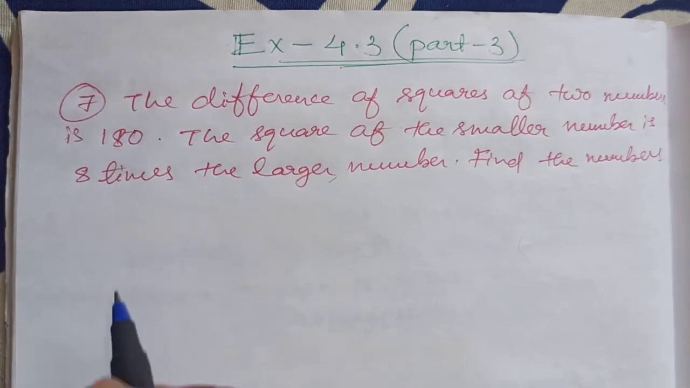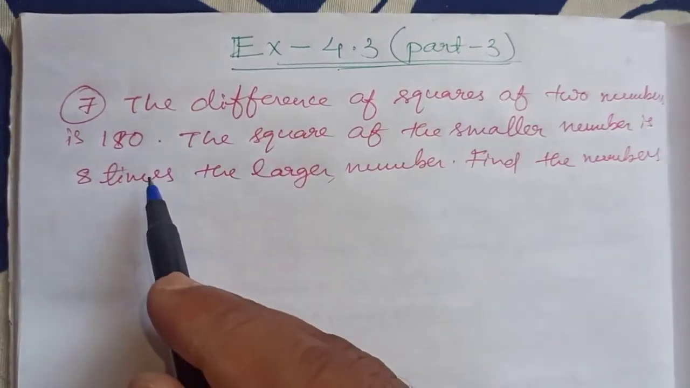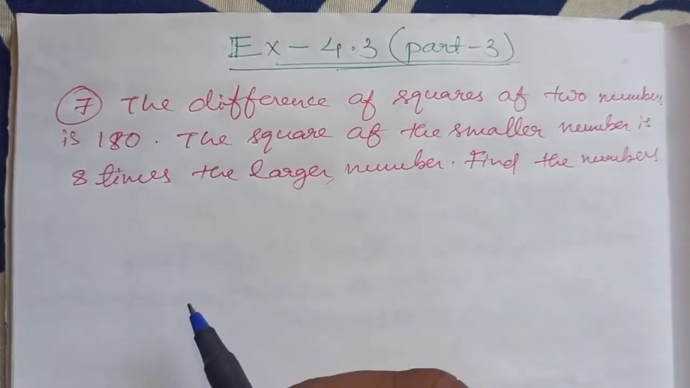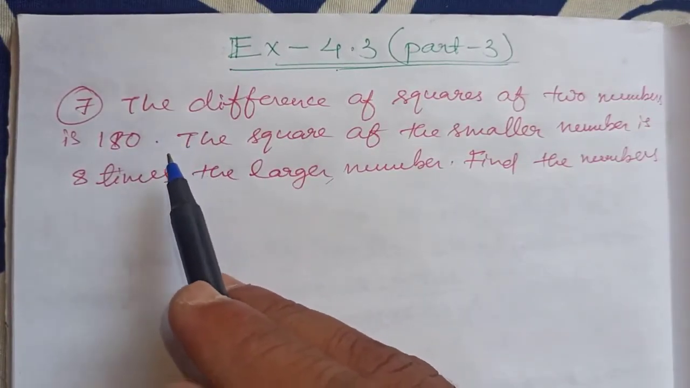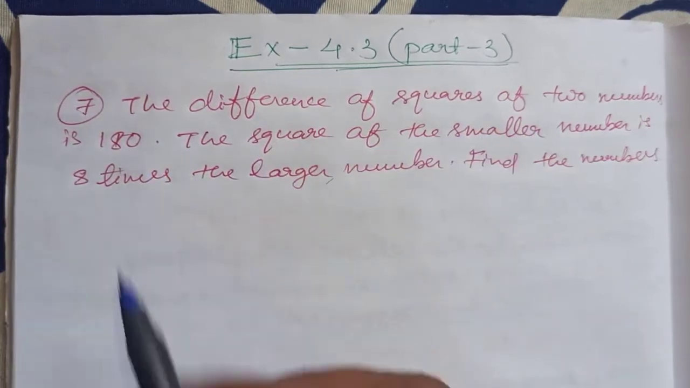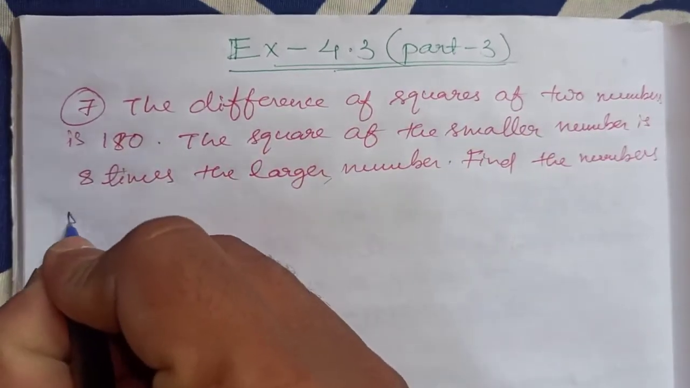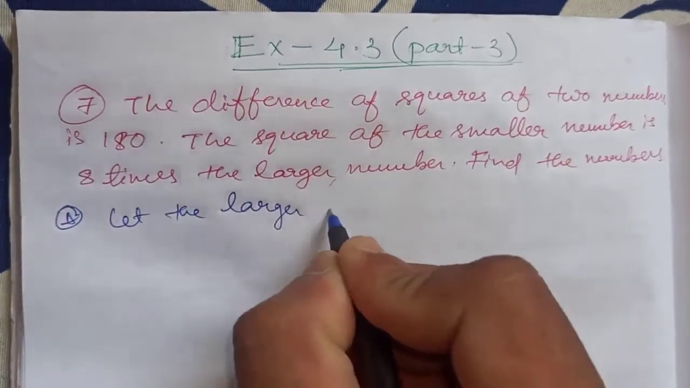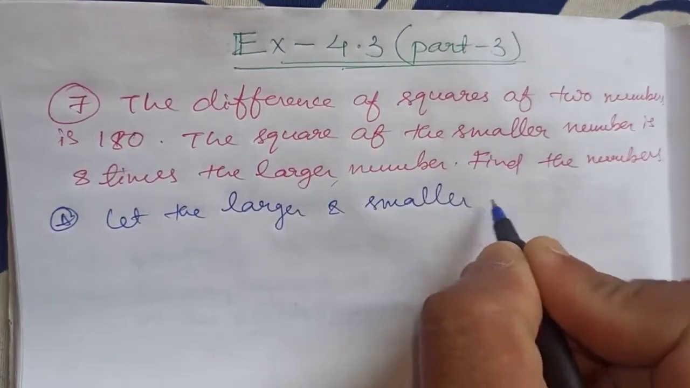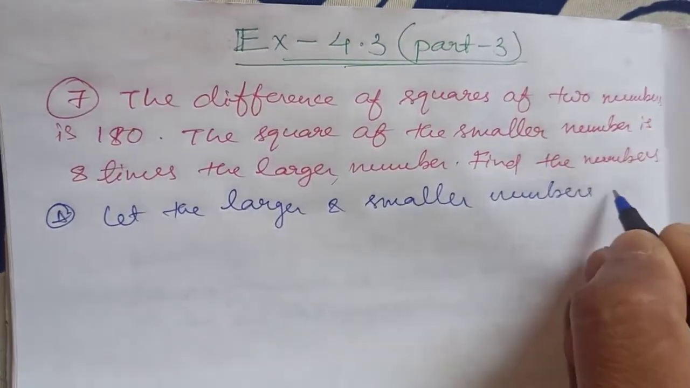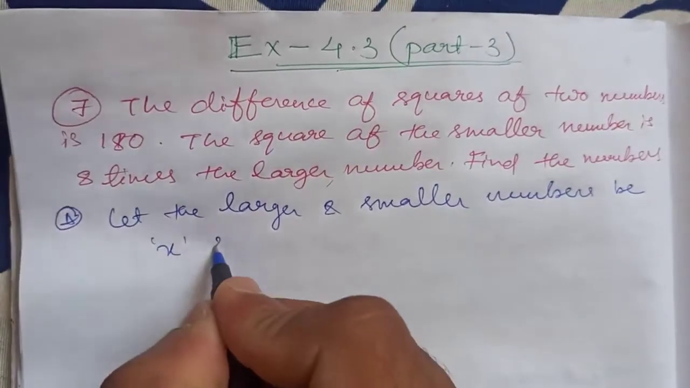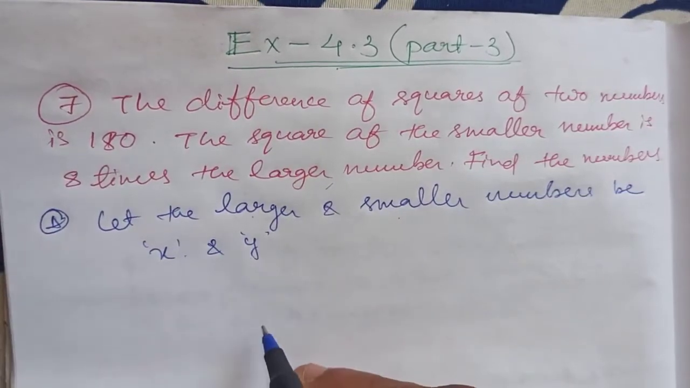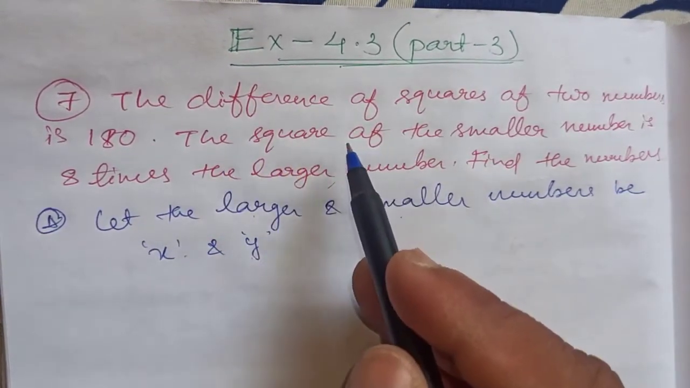In question number 7 it is given the difference of squares of two numbers is 180. The square of the smaller number is 8 times the larger number. Find the numbers. So we have to take two numbers whose difference of squares is 180. Let the larger and smaller numbers be x and y. Larger number is x, smaller number is y.